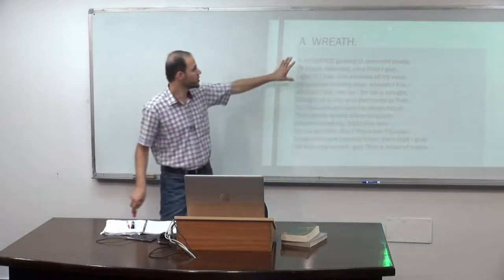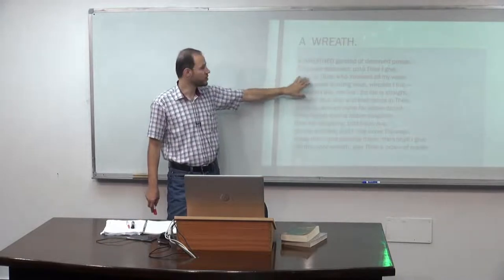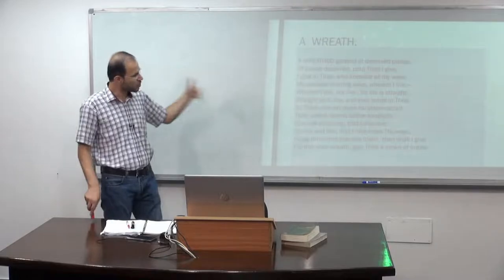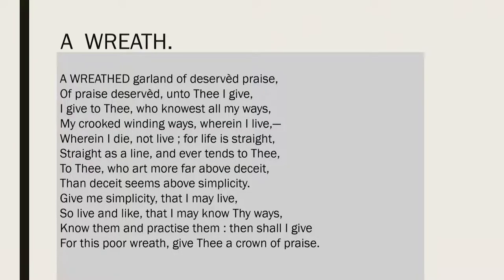So this religious man, George Herbert, in A Wreath, can you look closely? Somebody said it's a short poem. Yes, it's a short poem. How many lines? Twelve. So a sonnet? Definitely not a sonnet. It falls short of a sonnet.